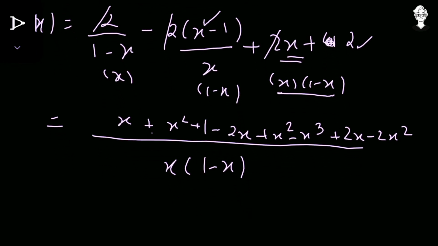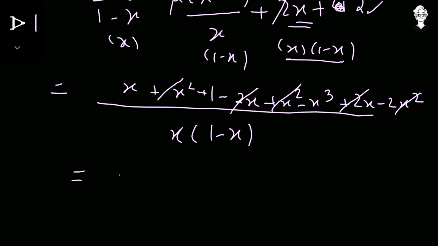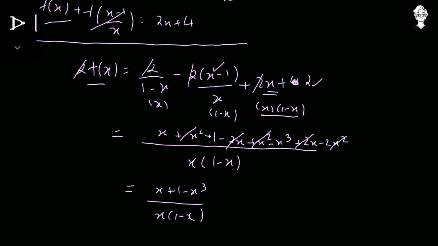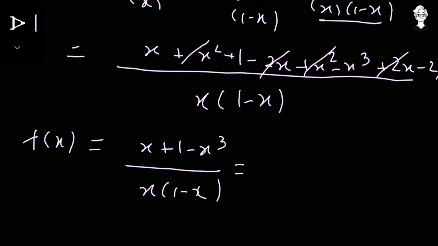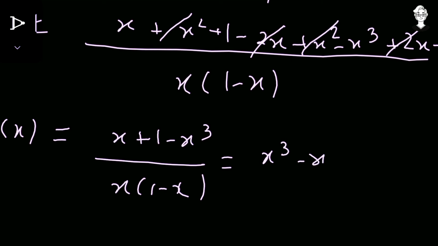So now let us simplify the numerator. We can see that positive x square and negative 2 times x square got cancelled out, and the other thing we can see is that positive 2x and negative 2x got cancelled out. So what is remaining is x plus 1 minus x cube upon x times 1 minus x, and as the 2 has been cancelled from this side, what is remaining is only f of x. So f of x is equals to this thing, we can just rewrite it as x cube minus x minus 1 upon x square minus x. You can see that the negative sign of both the numerator and denominator has been changed, and open the bracket.